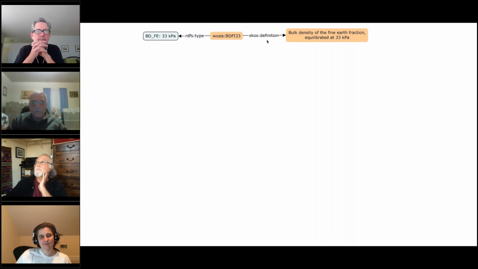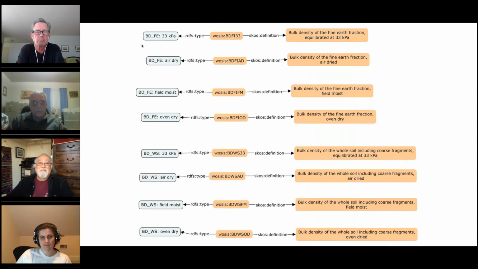And then the middle concept is I kept the code name, and then I used a hack for a naming convention for the namespace, excuse me. So WOSIS, since I wanted to see if I could model different databases, I wanted to know where things came from. So I'm just using that as a hacky namespace deal. And I'm saying that it's a type of the bulk density, fine earth, right? And this is the equilibrated version. All right, so next slide, please. And then I just did that for everything on that table.